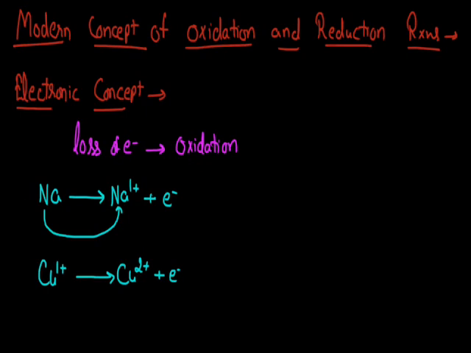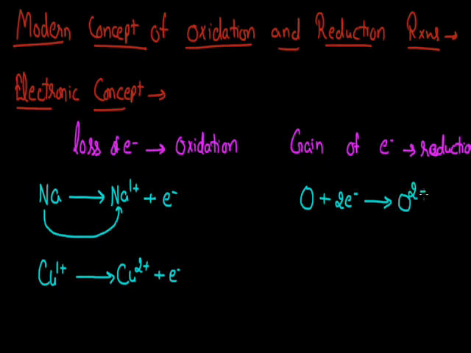On the other hand, the process where the gaining of electron occurs is defined as the opposite of oxidation, and this is called a reduction reaction. Such as if I take the example of an electronegative element, the oxygen atom: since it's an electronegative element, it will go for the gaining of electrons, and by gaining 2 electrons, it can be converted into the oxide anion.